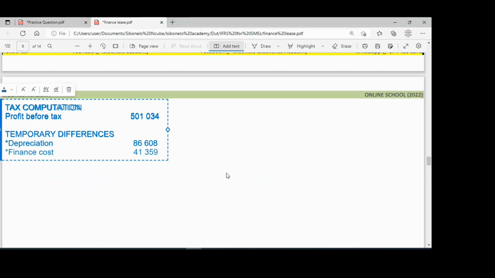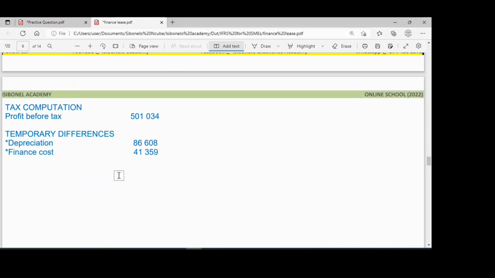41,359 bese imayinazile. So uSARS akayi-allow i-deduction yale interest le on lease assets. So futhi nayo mase reverse we always add it back. Lezi zinto uSARS asuke ngayi-allow ukuthi siyi-deduct uma sesenza i-tax computation siyayi-reverse lezo zinto.